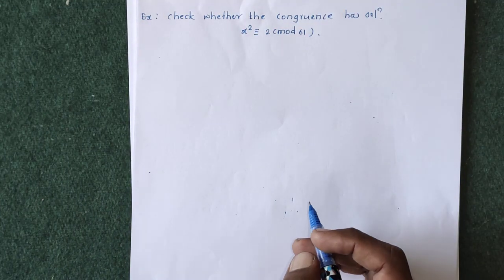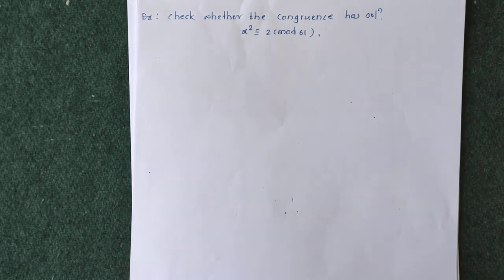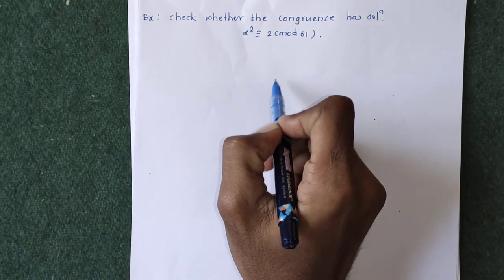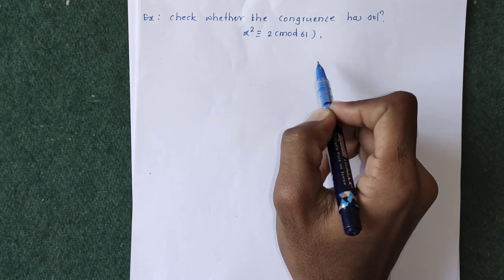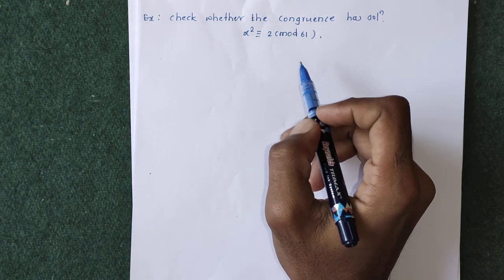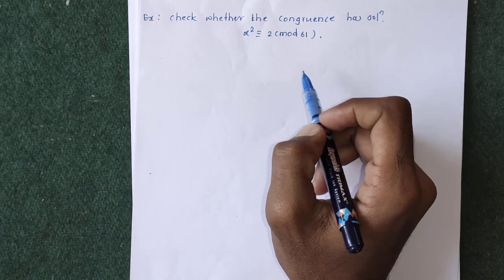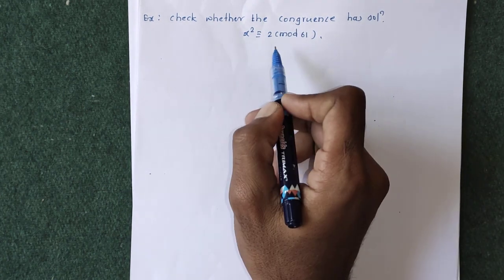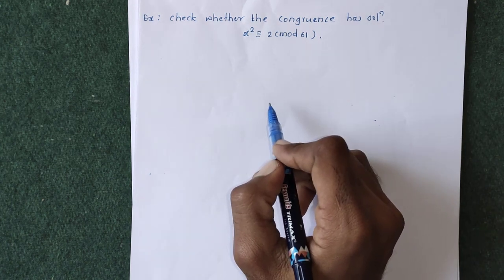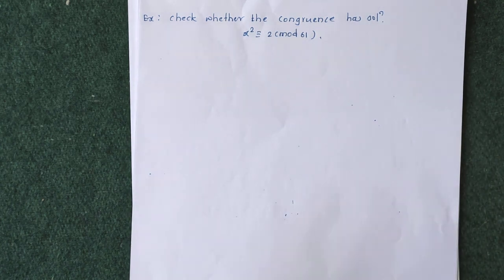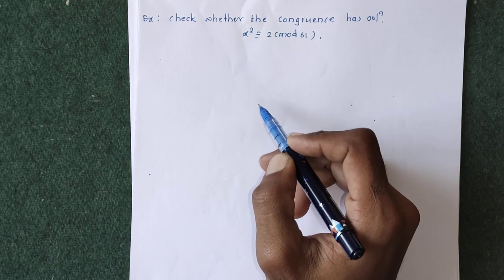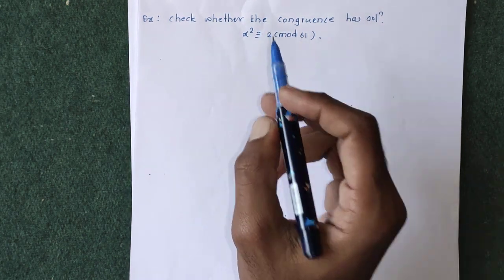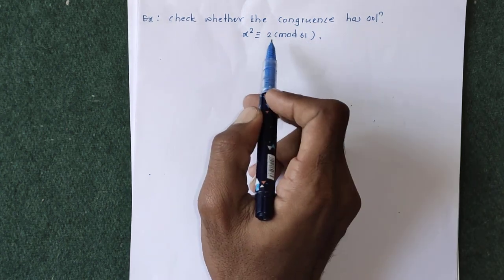To check whether this congruence has a solution or not, we must recall the definition of the Legendre symbol. The Legendre symbol of A and P is equal to 1, minus 1 or 0, depending on whether P divides A or not. If P divides A, we don't check for the solution of the congruence. If P does not divide A, then there are two possibilities: the first is 1, whenever this congruence has a solution, and the second is minus 1 if this congruence has no solution.